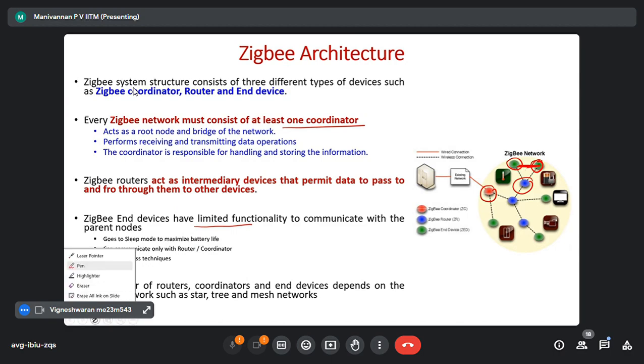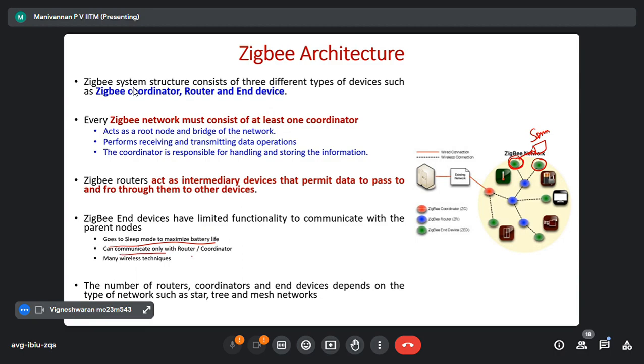Correct? So that's why he said that it has limited function. It can go to sleep many times. These devices can go to sleep mode to save the power. Now it is connected to a sensor, and whenever the sensor sends the data, that time alone it will wake up, because these are wireless sensors, because the power is wasted.